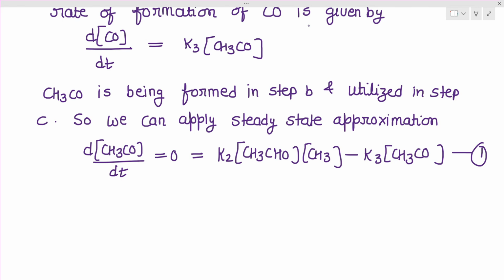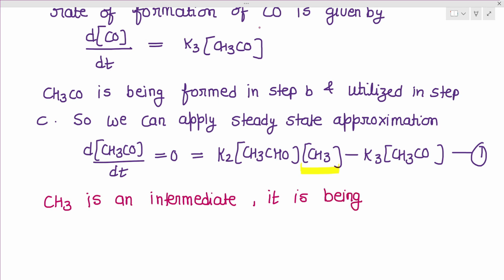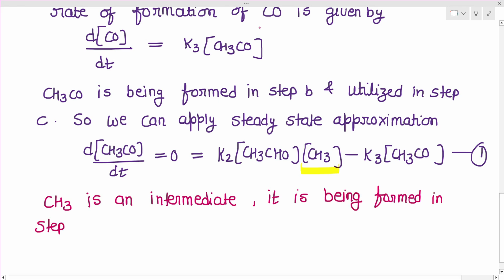Now similarly, one thing you should see here: you are getting the CH3 concentration. You will have to find the value of CH3 also, because I have told you that you cannot keep intermediates in the rate law. So you will have to find another term in place of this. We know that CH3 is also an intermediate. It is being formed in step number 1, it means step A and step C.